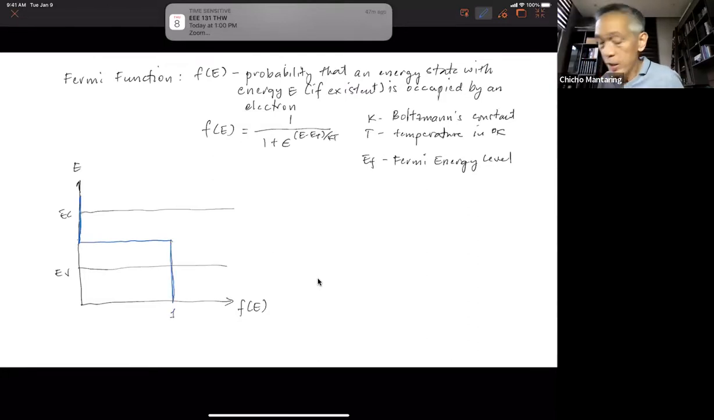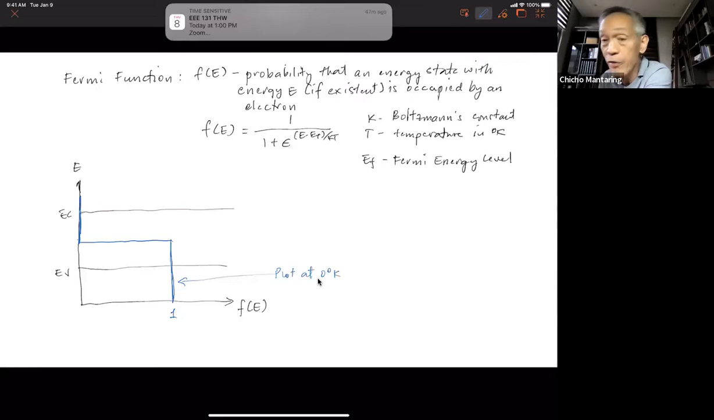Where this value is 1. So this is the plot at 0 degrees Kelvin. Okay, what is the significance of this plot? At 0 degrees Kelvin, the probability that electrons exist with energy states lower than EV will be 1. That is because all of your valence electrons here are occupied. And the probability that electrons exist in the conduction state will be 0.